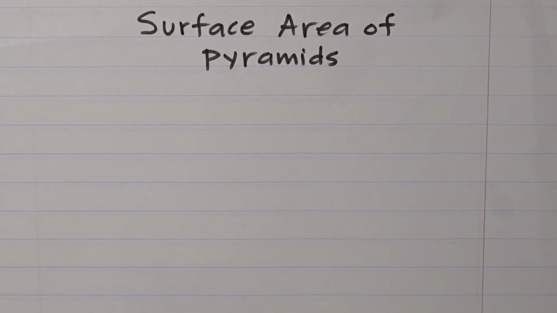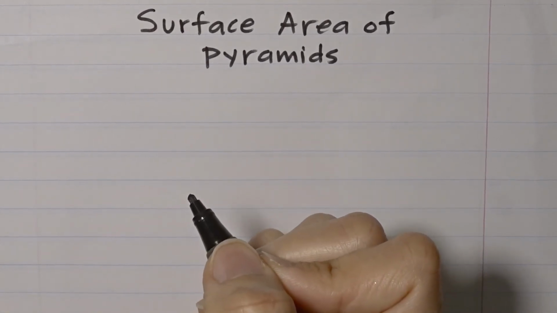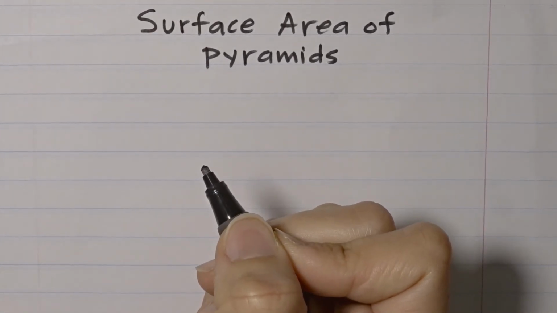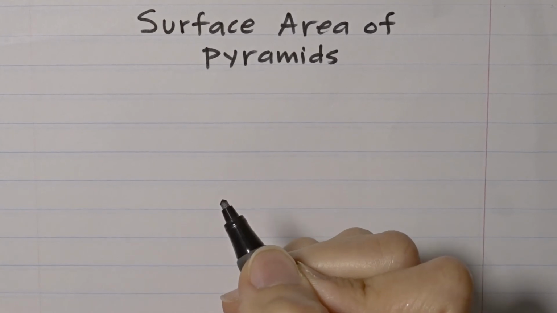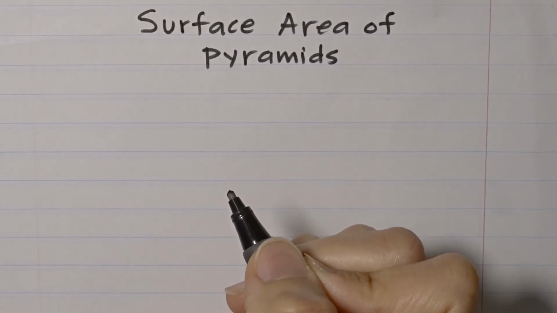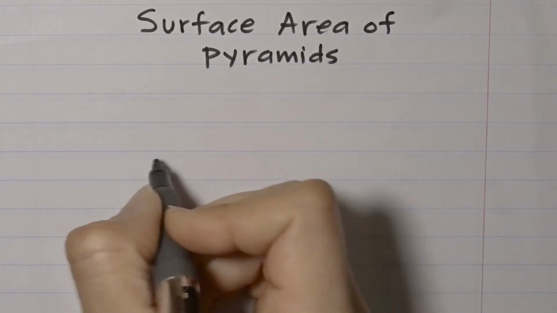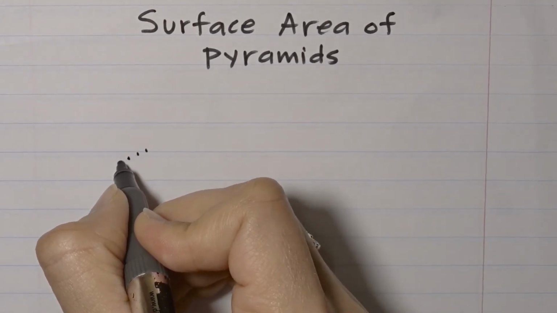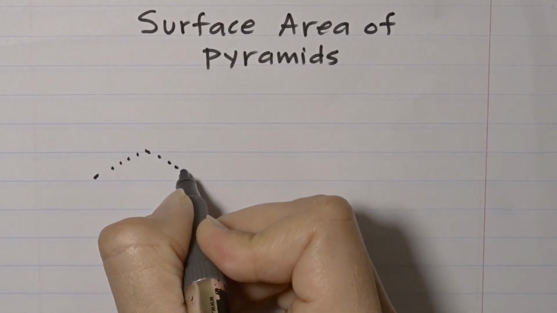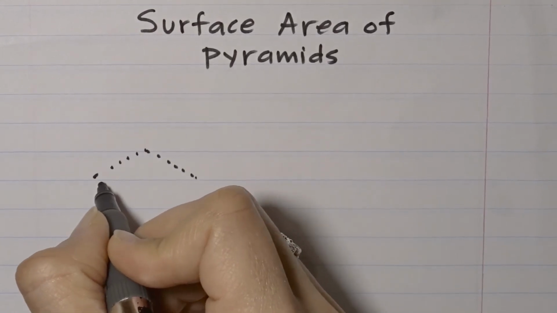One of the most common or popular pyramids are called regular pyramids. Regular pyramids are pyramids that have the base as a regular figure, meaning a figure that has all sides the same, like a square. So a square-based pyramid is a regular pyramid.